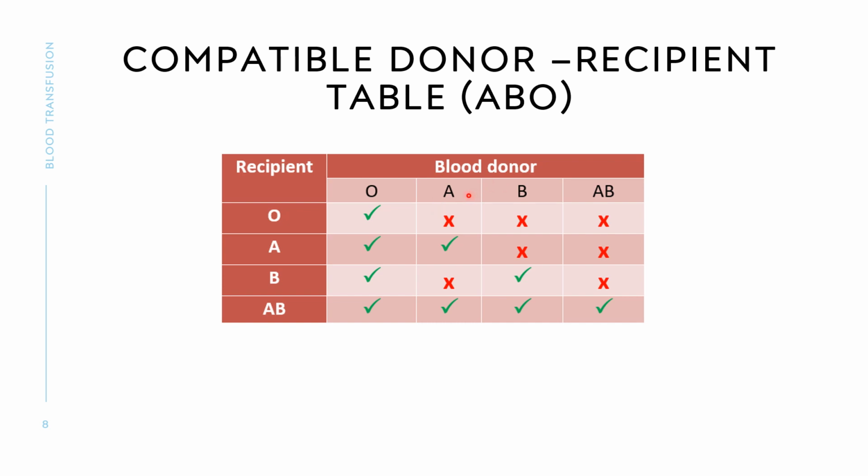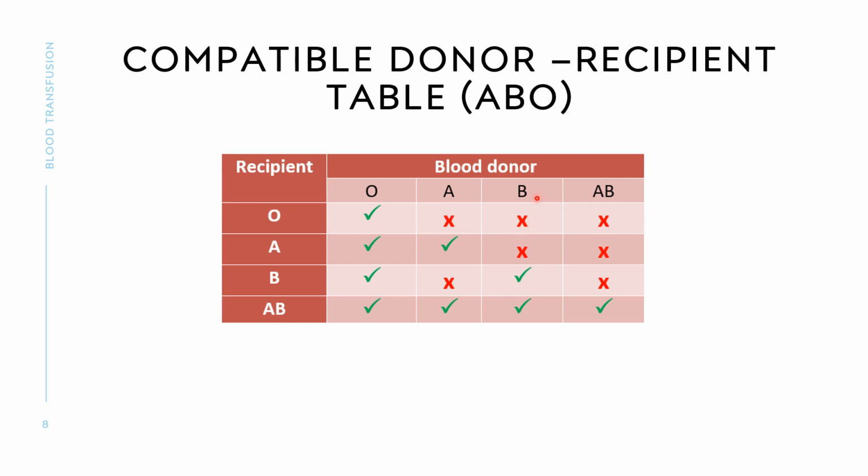Blood donor A has antigen A. So any blood group which has an antibody A cannot accept its blood. So O will not be able to accept A, A will be able to accept A, B will not be able to accept A, and AB will be able to accept A, because A has antigen A in it, whereas here they do not have any antibodies.